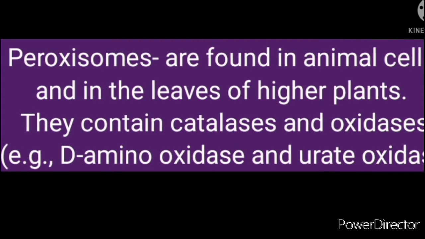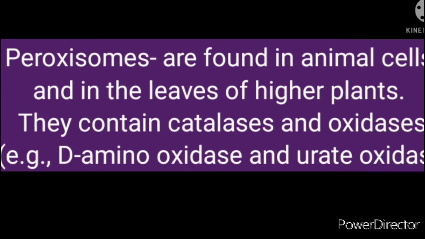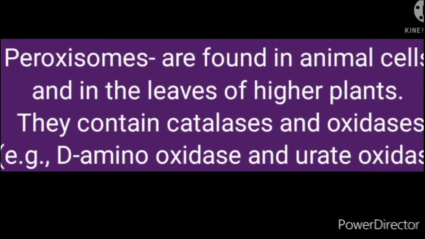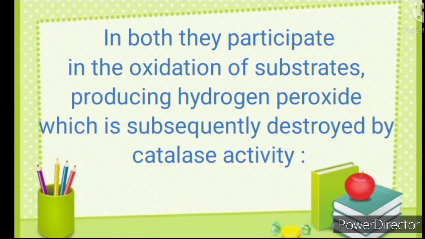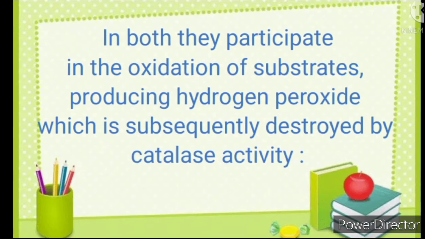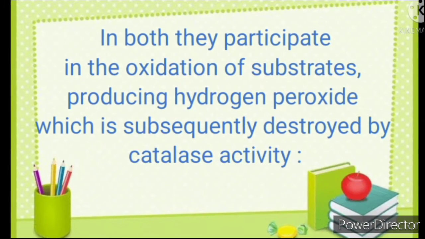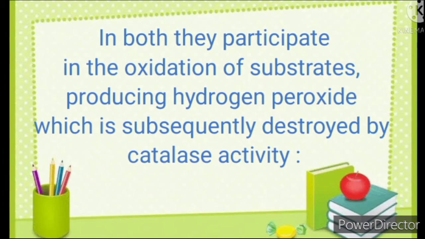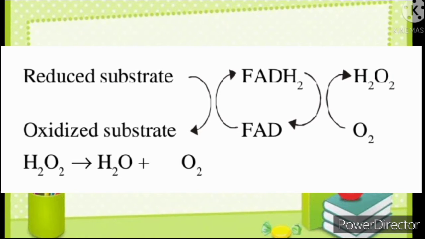They contain catalase and oxidases. Examples are diamino oxidase and urate oxidase. Both participate in the oxidation of substrates and produce hydrogen peroxide, which is subsequently destroyed by catalase activity. This is an example of catalase activity, the reduced substrate and oxidized substrate.